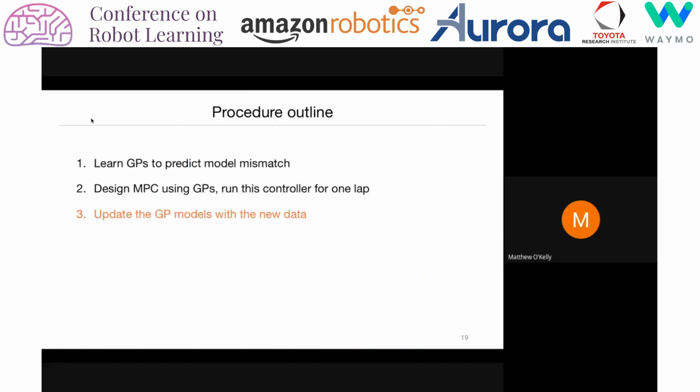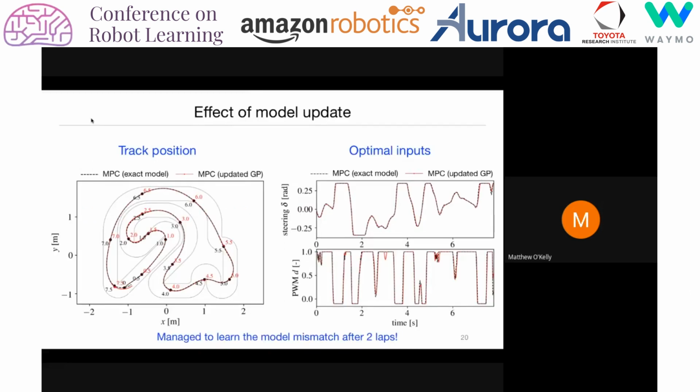Thus, the final step of our approach is to update the GP models with newly acquired data from the target environment. By combining offline data from the original track with new data specific to the deployed environment, we retrain the GP models and run the controller for another lap. This time, we managed to learn the dynamics of the simulator almost exactly.